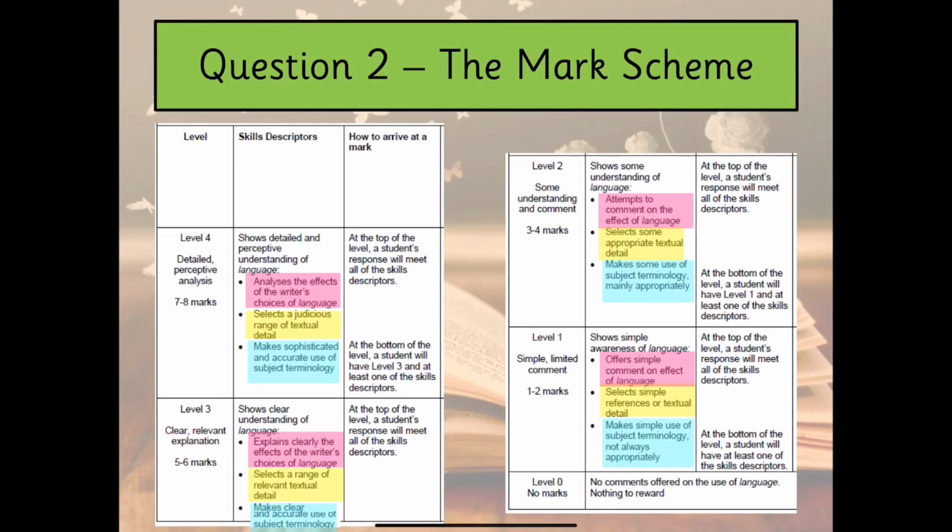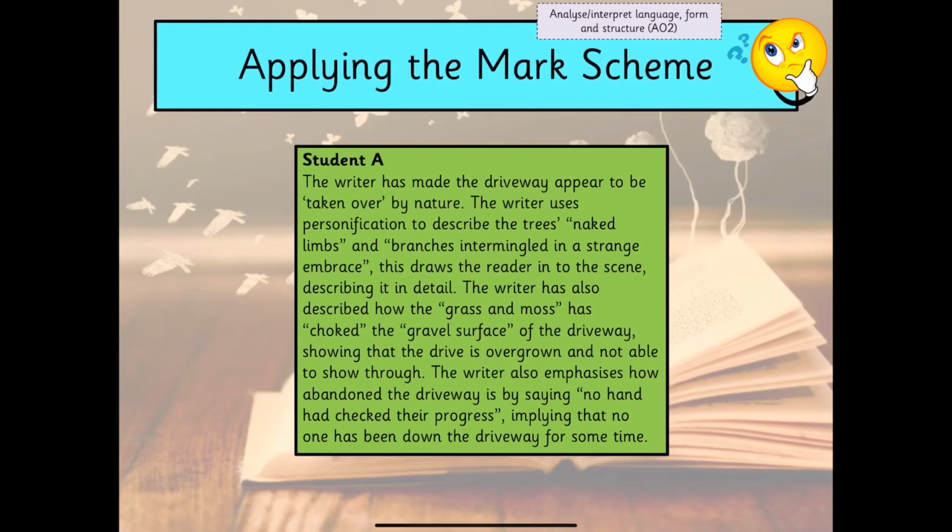So all I'm going to do now is apply this colour-coded system to each example answer, and you should be able to tell either from the amount of each colour or from the types of comments that appear under the colours what level roughly the answer is. So let's take a look at student A and apply the mark scheme to student A.